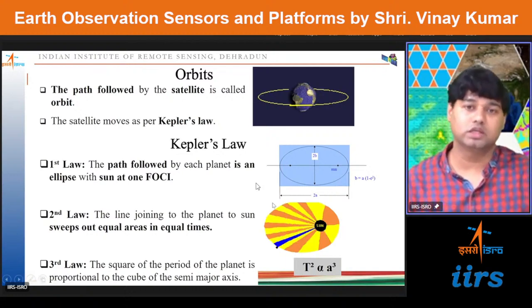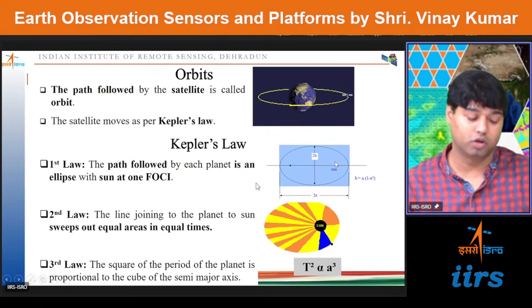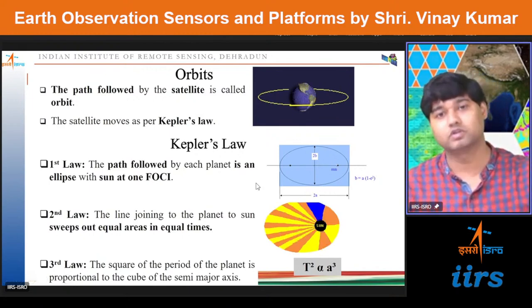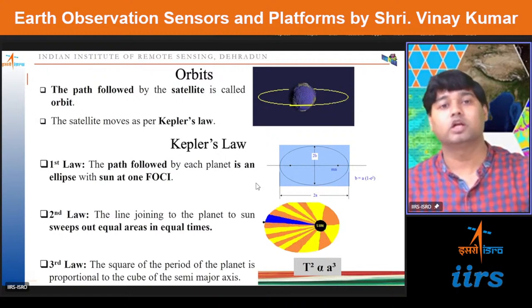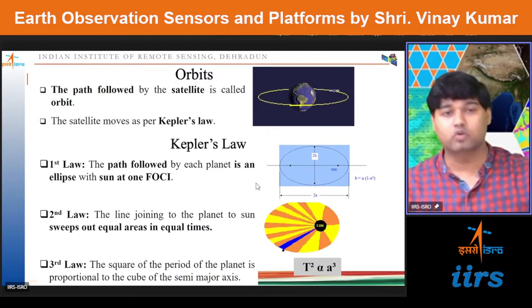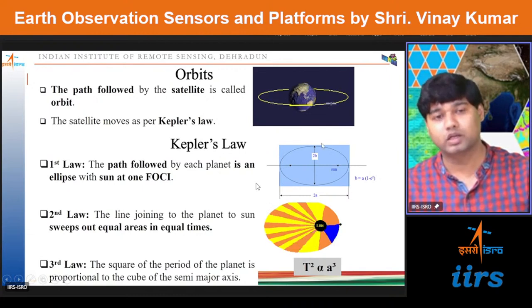So here you can see this is the elliptical path. Now in the case of our satellites which are observing Earth, when eccentricity becomes zero, it becomes a circle. So a circular orbit is also there, which is one case of an ellipse.